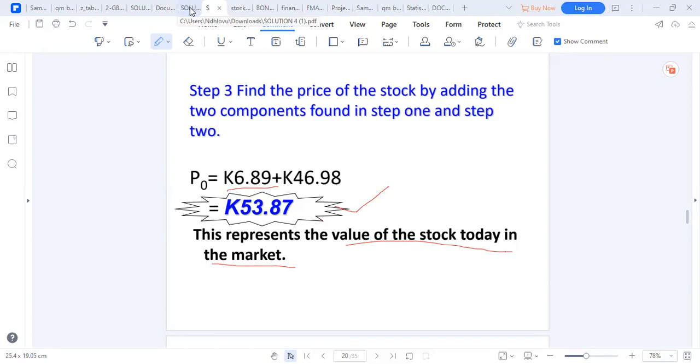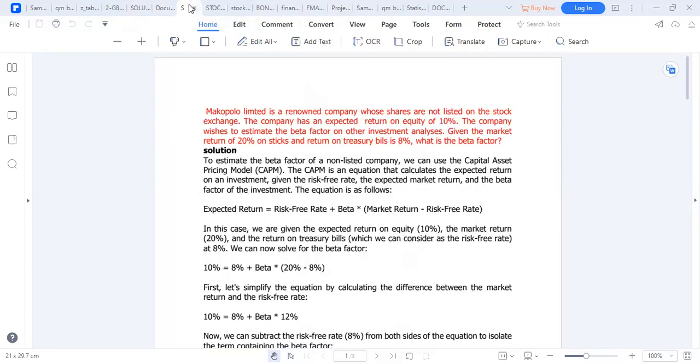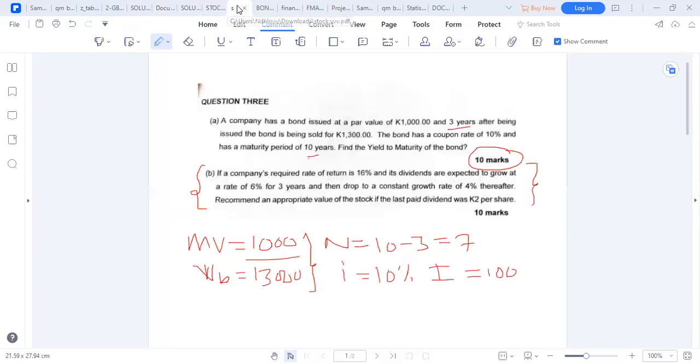Interesting. So for yesterday's test that your friends were writing, I'll need you to capture and try this question. Right, question 3. You do both A and B, 10 marks each.